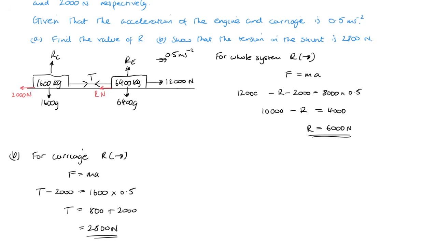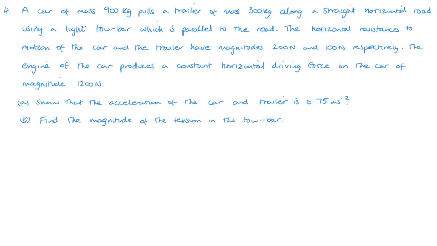Let's look at number 4. Okay, so the first part of 4 is a car of mass 900 kilograms pulls a trailer of mass 300 kilograms, as if you see a car weighing 900 kilograms in today's world, along a straight horizontal road using a light tow bar which is parallel to the road. The horizontal resistances to motion of the car and the trailer have magnitudes of 200 and 100 respectively, and a driving force of 2000. Right, so let's draw out what's happening here.